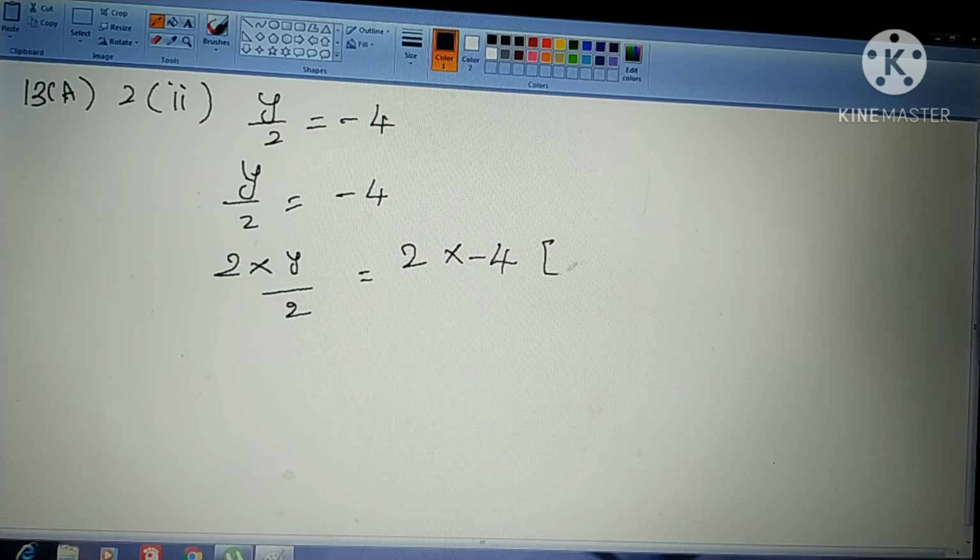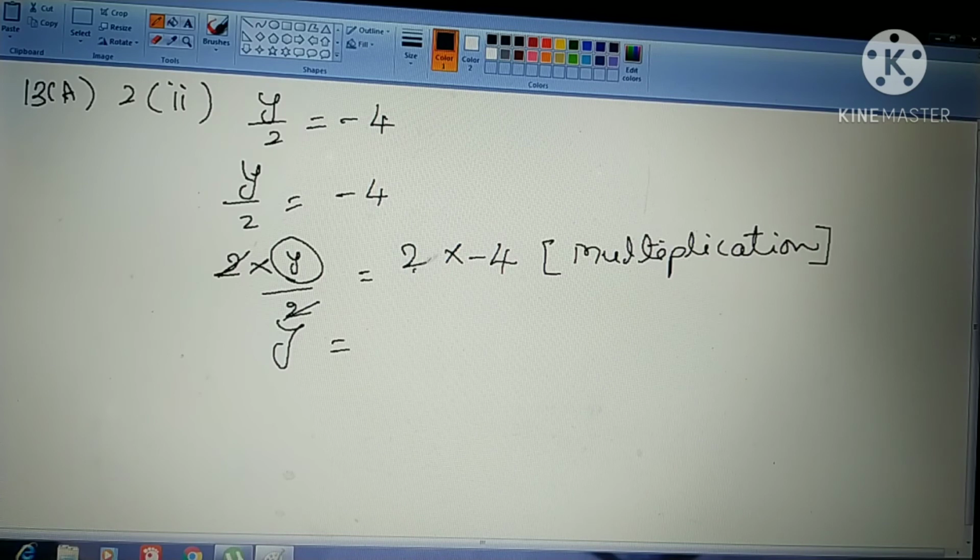Here what is the operation we are doing? Multiplication. Now see what happens. Here 2 will be cancelled. You will get y only. So y equal to 2 into minus 4, that is equal to minus 8. So you got the value of y here, y equal to minus 8. Verify this one now, whether you got the right answer or not. Verification.